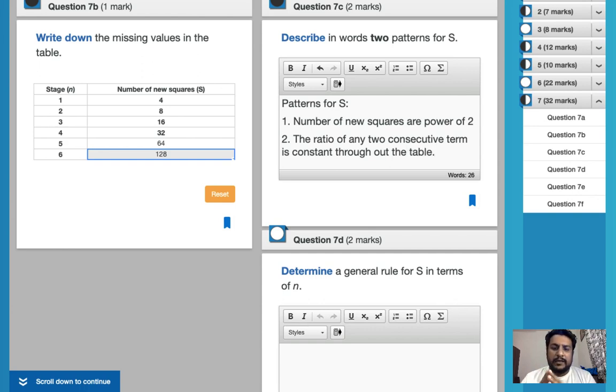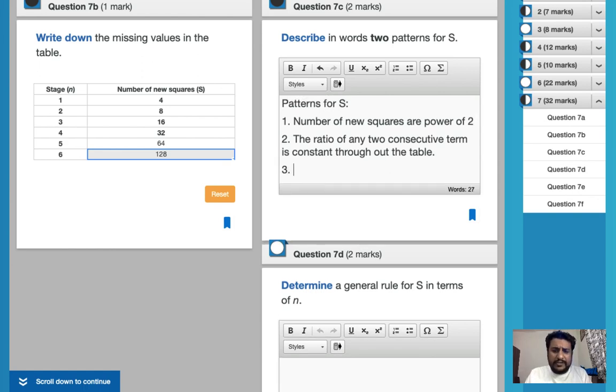Yes. So if you observe carefully, the number of new squares are powers of 2, and the ratio of any two consecutive terms is constant throughout the table. So this is what you can write down. Other options are, you can write down this, I'll copy it over here.